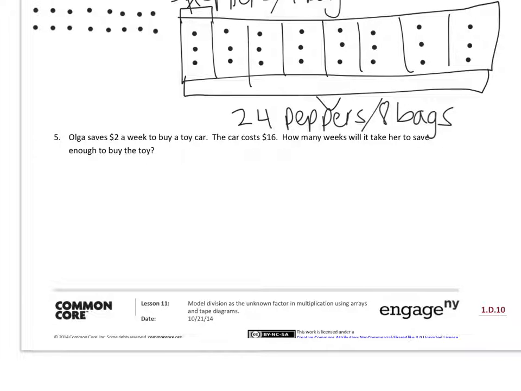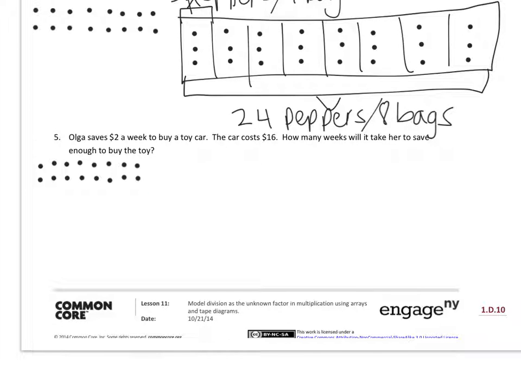So I know that I have $2 each week. So here's my first week, second week, third week, fourth, fifth, sixth, seventh, eighth. And I know, in counting by twos, 2, 4, 6, 8, 10, 12, 14, 16, that 2 times 8 is 16.